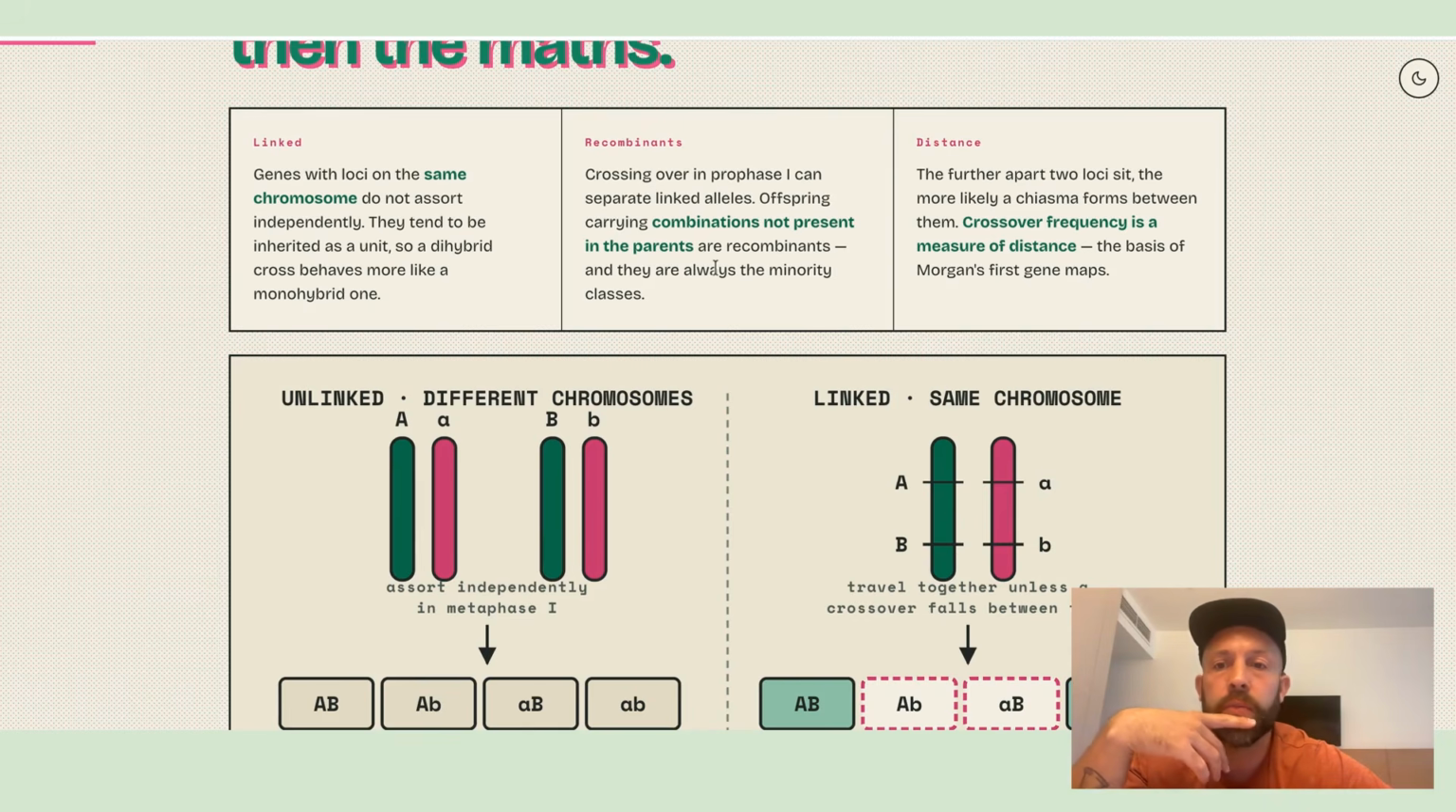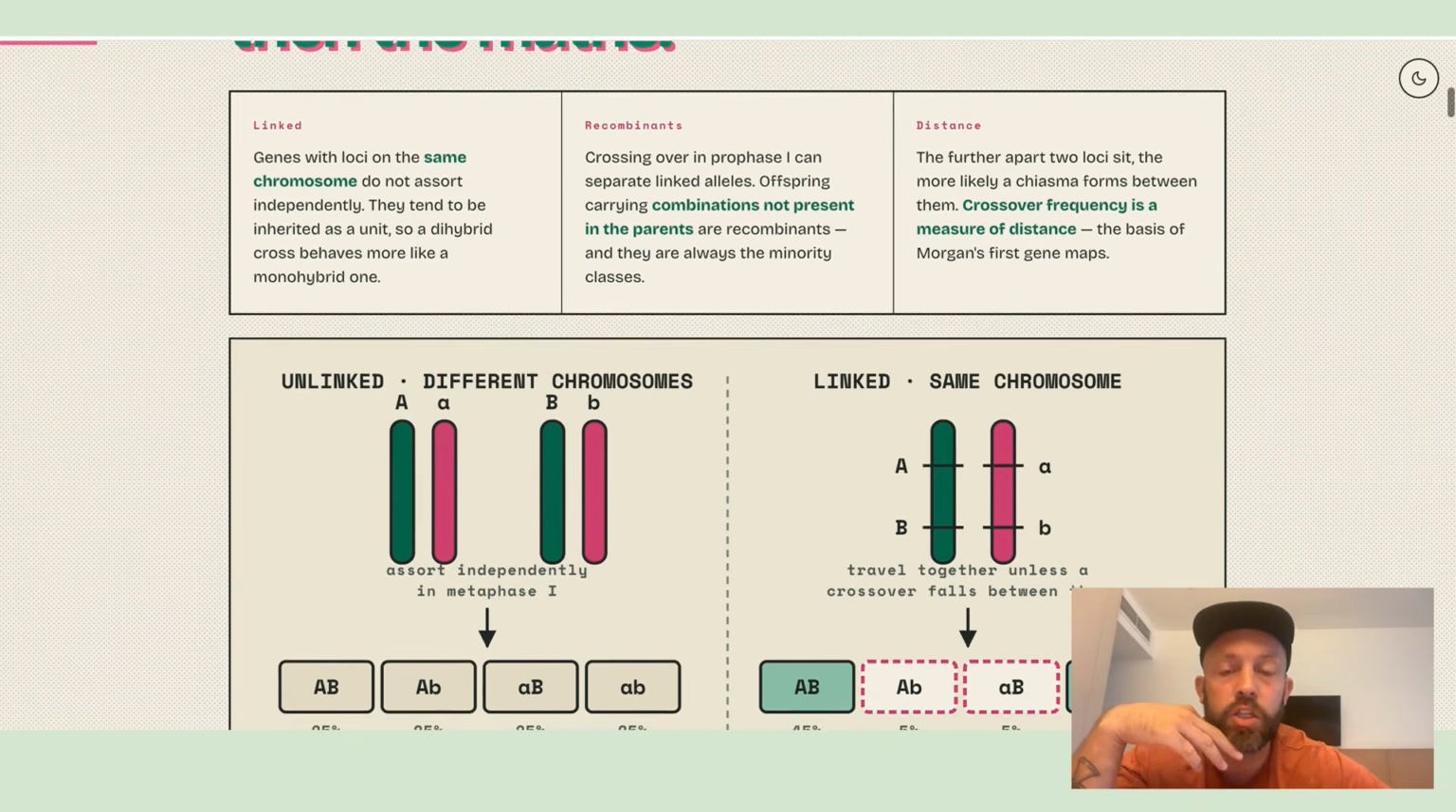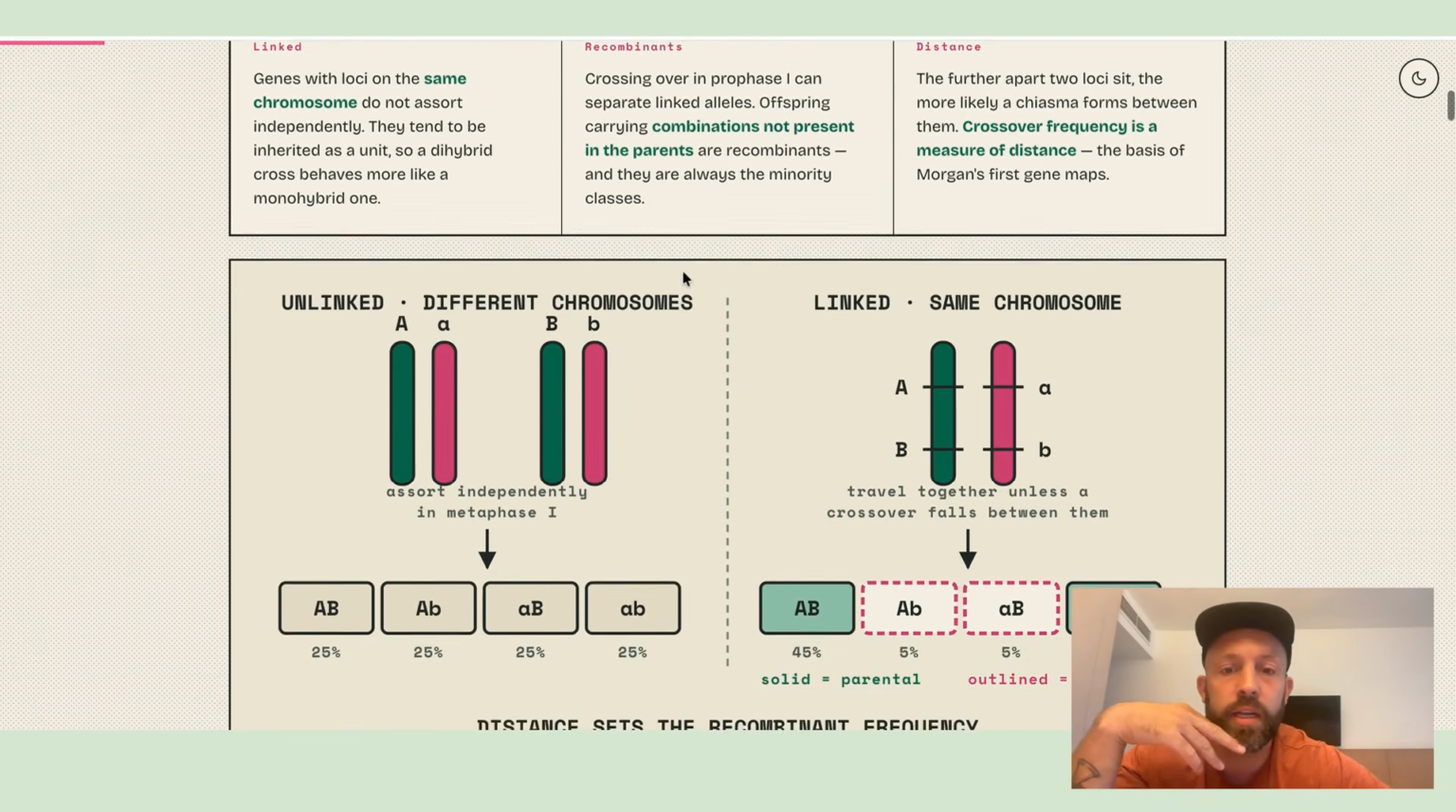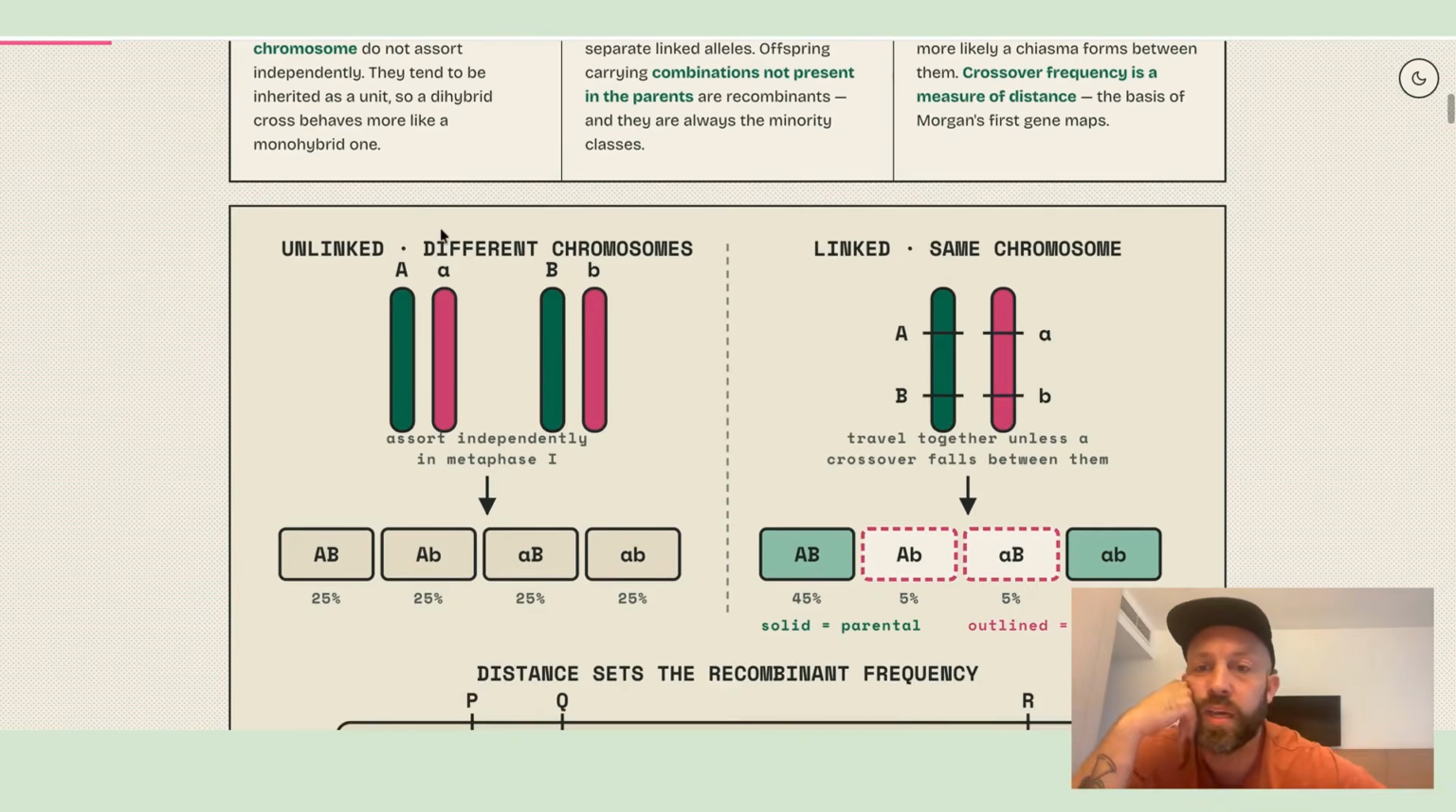from the parental genotypes. Now, there's three things to know really when we're starting to think about linked genes, and that is, what is a linked gene first of all? So here, this would be unlinked genes. They assort independently in metaphase 1 of meiosis 1, and you end up with these four possible genotypes.